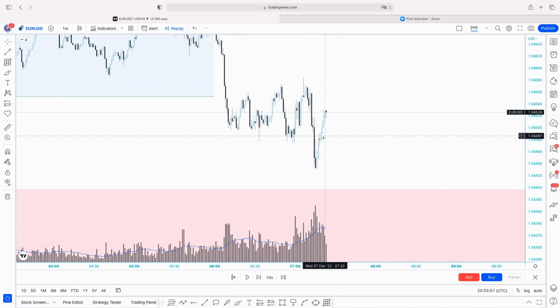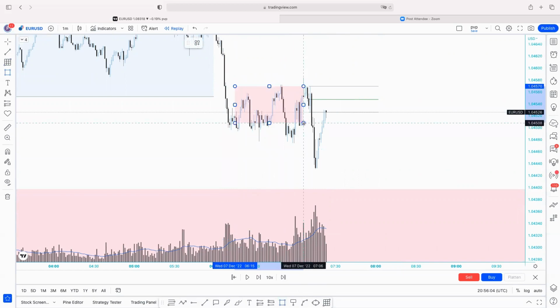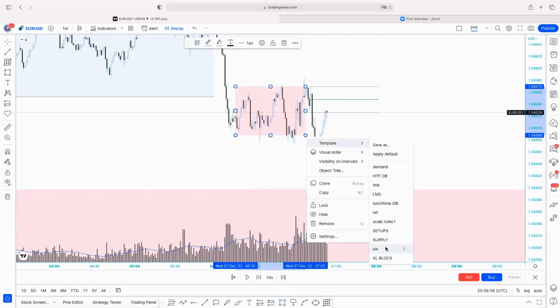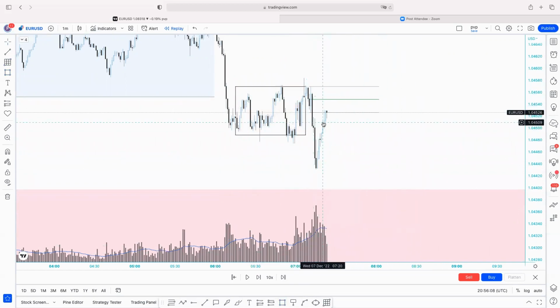We have either two options: we respect the supply and we look for an entry with an engulfing candle, or this is the manipulation of the range, which will be my favorite scenario. This becomes our range. This is the manipulation. We have a break to the upside and we get an entry.